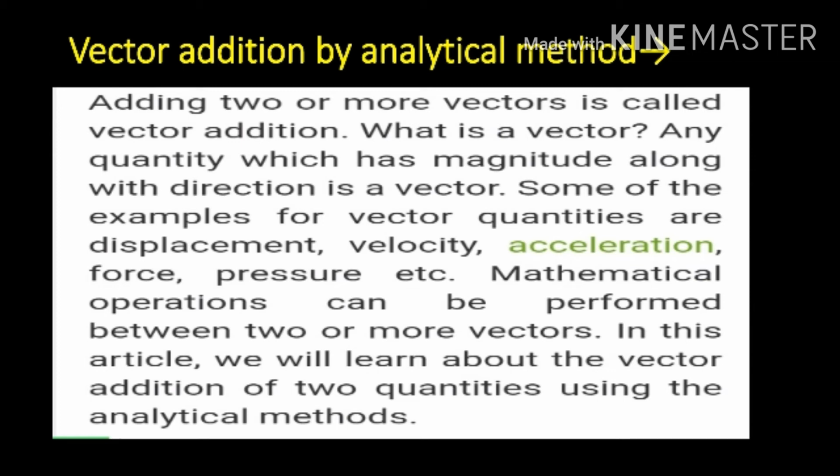Adding two or more vectors is called vector addition. What is a vector? Any quantity which has magnitude along with direction is a vector. Some examples of vector quantities are displacement, velocity, acceleration, force, pressure, etc. Mathematical operations can be performed between two or more vectors. In this article, we will learn about the vector addition of two quantities using the analytical methods.